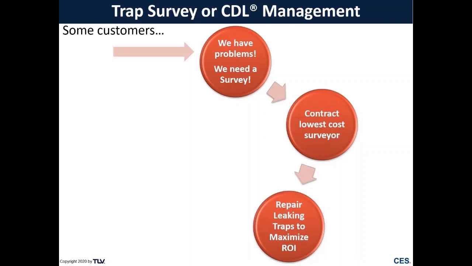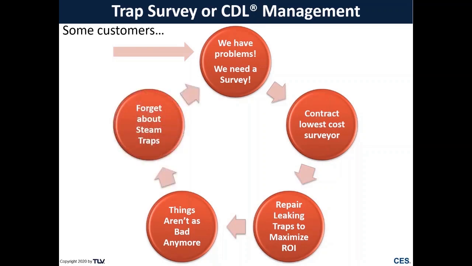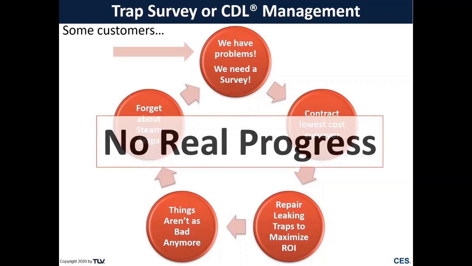Any leaking steam traps are identified, and those are repaired first to maximize the return on investment of the cost of those steam traps as well as the cost of the survey. And there may be some short-term benefits seen, and things may not seem as bad as they were before. At this point, a lot of people forget about the steam traps, and it may be multiple years until another survey is performed and the cycle repeats. Now the problem with this is that there's no real progress being made in making the system optimized and helping you achieve a higher level of production.